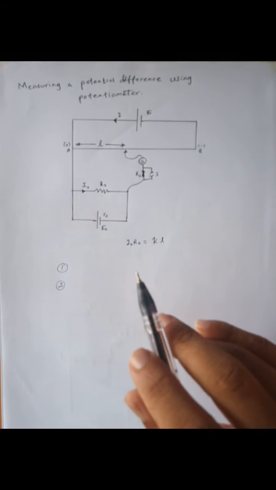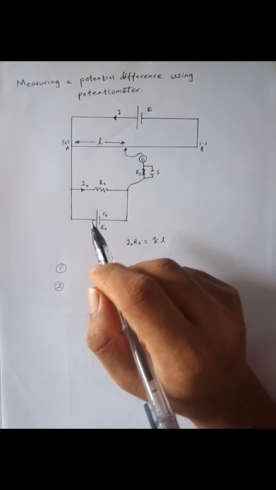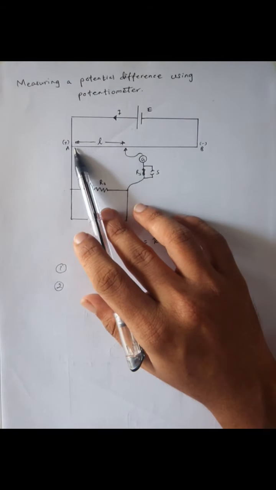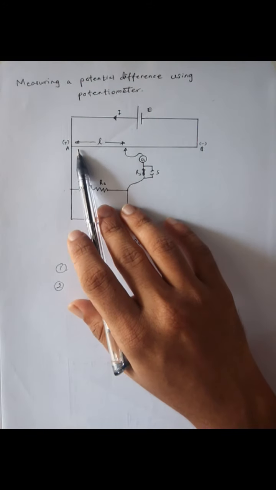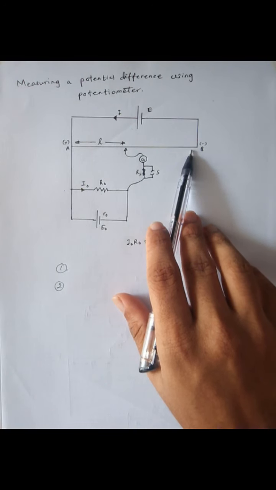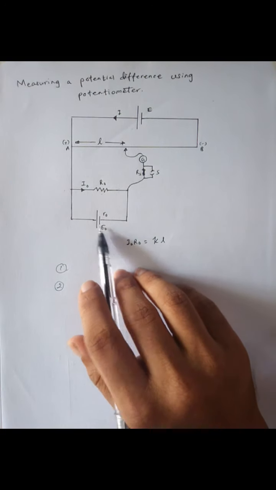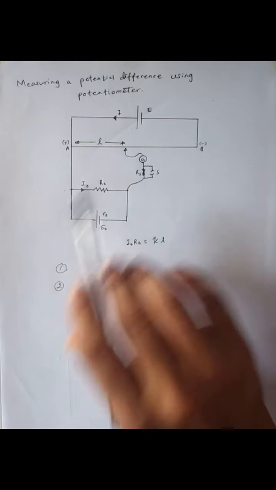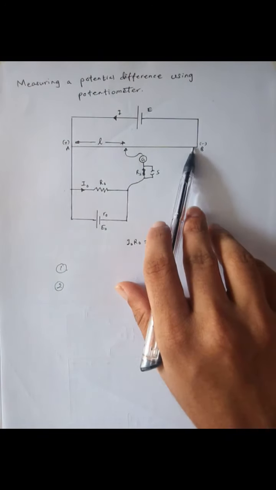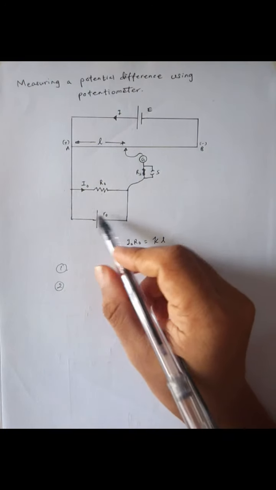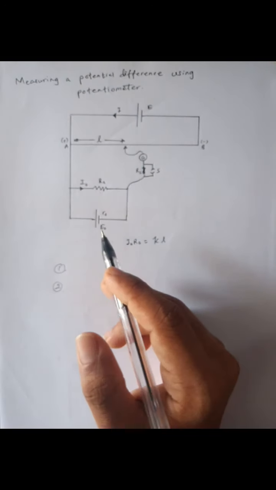So how can we find out that we couldn't obtain a balance length due to reason 1 or 2? For this, you have to take this jockey and touch the wire at both ends. If the deflection of the galvanometer is larger at A than the deflection at B, that means the first case. That means this potential is larger than the total potential across the wire. And if the deflection at A is smaller than the deflection at B, that means the other case. That means you have connected the battery to the other side. Okay, so likewise we can find out what's the problem there.